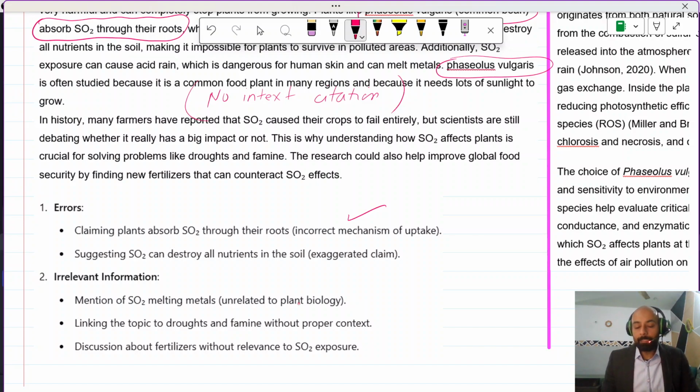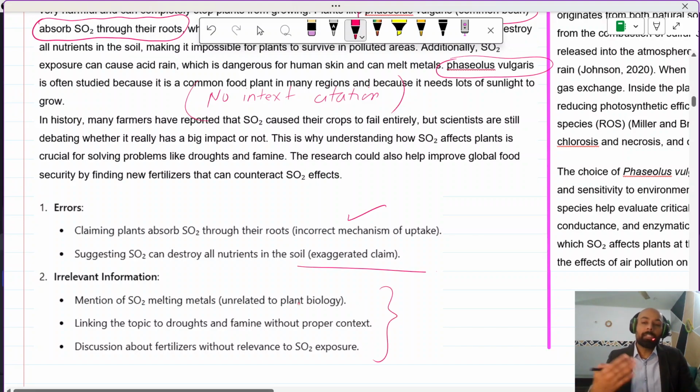Again, this is an exaggerated claim, right? And there is some information which is irrelevant in the text, as you can see, mentioning sulfur dioxide melting metals. This is unrelated to plant biology. Ultimately the student is talking about the effect of sulfur dioxide on the growth of the plants, but here he is putting in melting metals, right? So not related. Technically this falls under the category of irrelevant information.